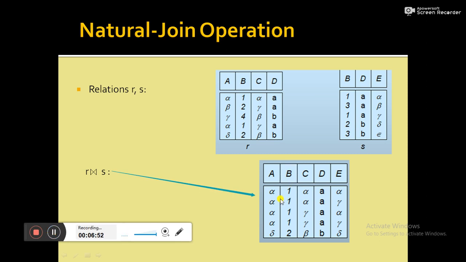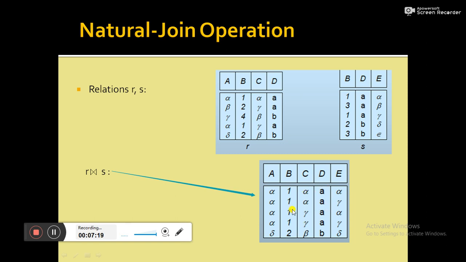then first, what will be the schema of the resultant relation? R natural join S means the schema will be R union S. R union S means it combines all the attributes from relations R and S, and the repeating attribute will appear only once. So the schema will be A, B, C, D and E.